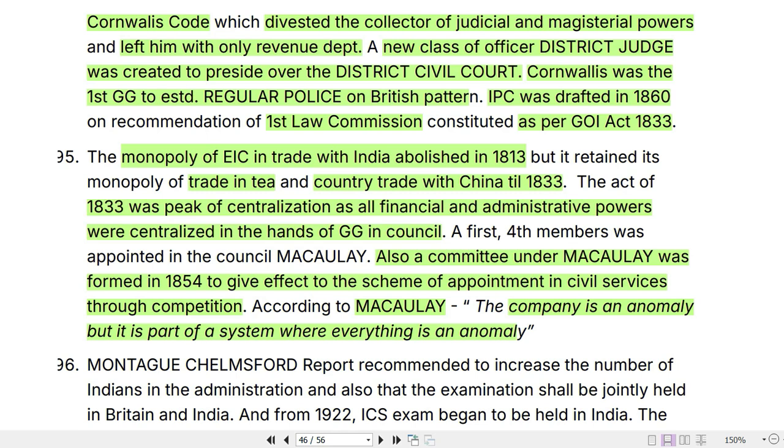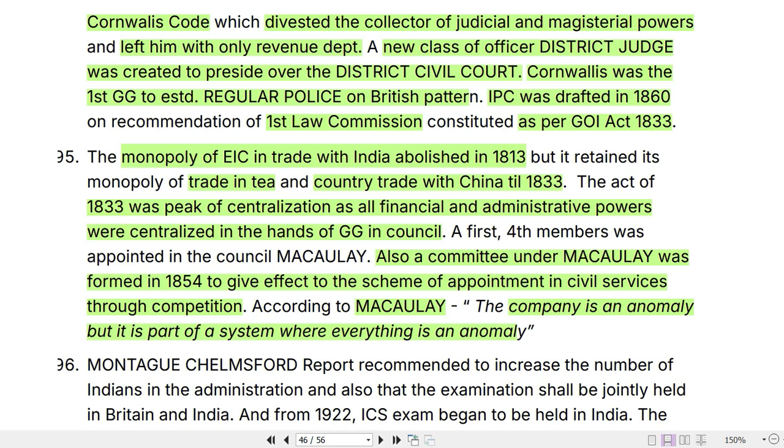ठीक है, तो Macaulay के अंदर कमेटी बनाई जिसके तहत एक स्कीम और पॉलिसी बनानी थी जिसके तहत कि सिविल सर्विसेज में अपॉइंटमेंट किया जा सके कंपटीशन के थ्रू. So that committee was headed by Macaulay, and Macaulay said this famous statement, and this committee was formed in 1854 that I was just talking about. And तो जो फोर्थ मेंबर गवर्नर जनरल की काउंसिल में लाया गया था 1833 में, I think that was Macaulay.